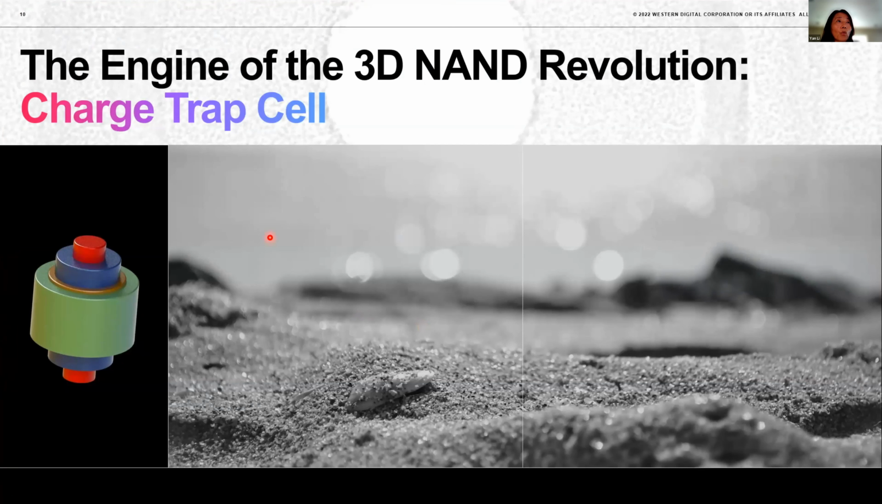So the engine of the 3D NAND revolution is, as I said, a cylindrical cell. But another thing is that we are changing to a charge trap cell. Charge trapping is much easier to make 3D. So we have as many cells as there are grains of sand. It is just an unbelievable amount of cells we are making at this moment.